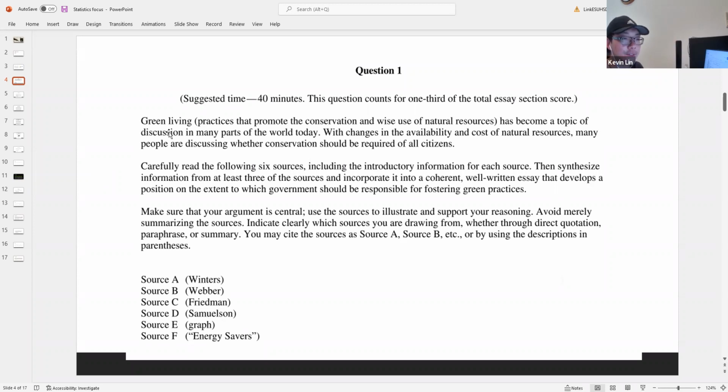They give you a little context in the first paragraph here as to what to consider as the main topic. And then the second paragraph usually is the actual question. And then later following that, at the very end is a little bit of reminder of what they're looking for here. So they want to make sure that your argument is central.